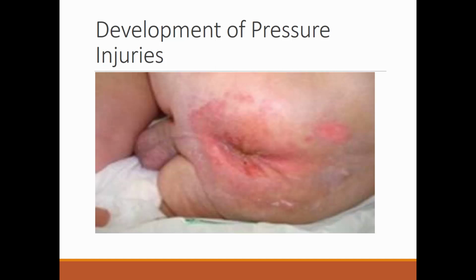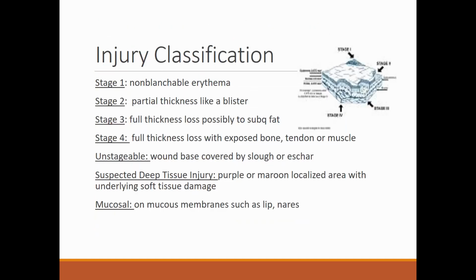Blanching does not occur in patients with dark skin, so keep that in mind. You need to look for color change. The skin might be lighter and not intact, or it may be cooler. And then you want to compare it to surrounding skin. Look for edema or a purple-blue color.